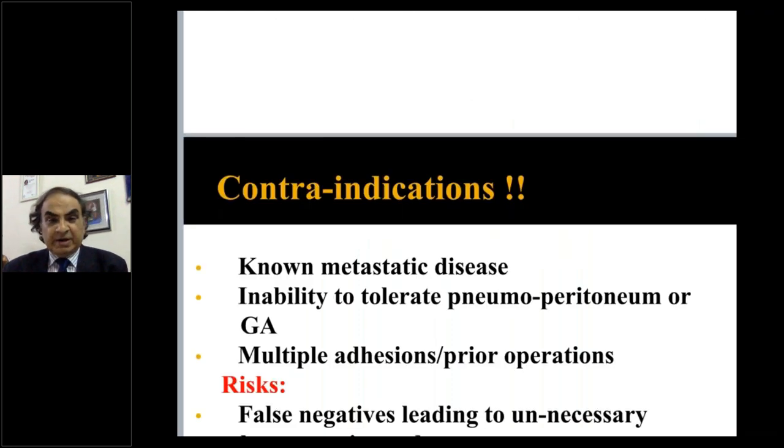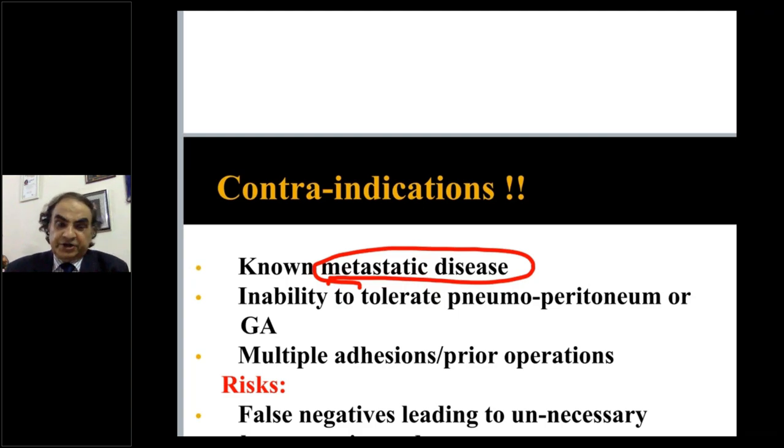What are the contraindications in malignancy? I've taken each step, each entity, and I've given you indications and contraindications. Known metastatic disease, naturally, why should you do it? You've done a PET scan, you've done contrast CT, there are metastases, why put in a scope? This is only done by greedy practitioners who want to make money out of it, which we should not do.